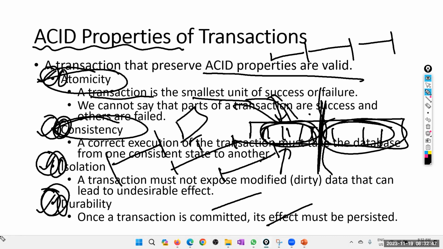So it may look very simple, but you have to think really seriously and see the interdependency of these properties as well. Because from this point onwards, our discussion is all about preserving these four properties. Continue your transactions preserving these four properties. That is what a DBMS is supposed to do.